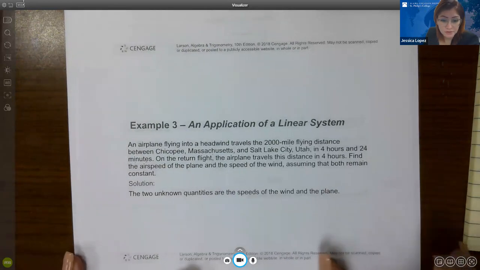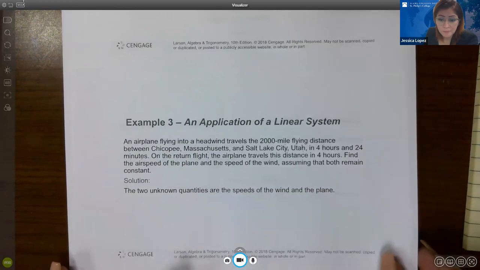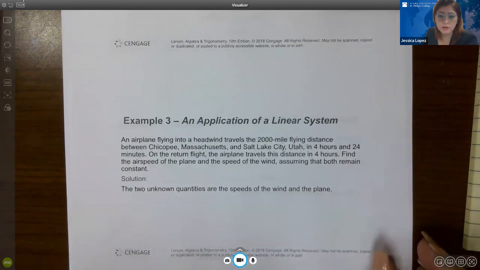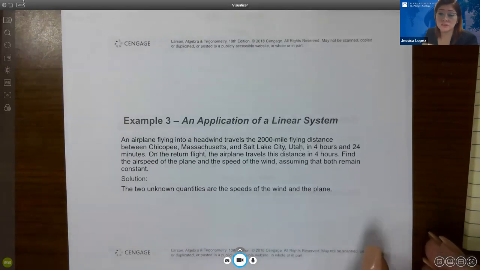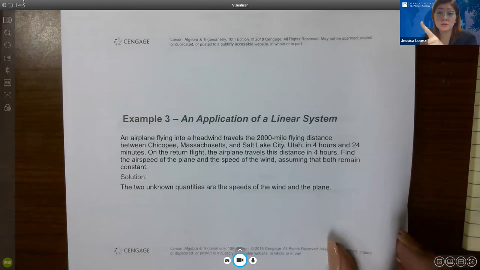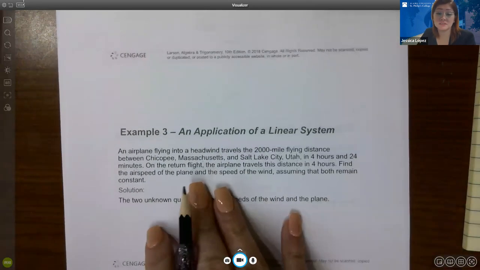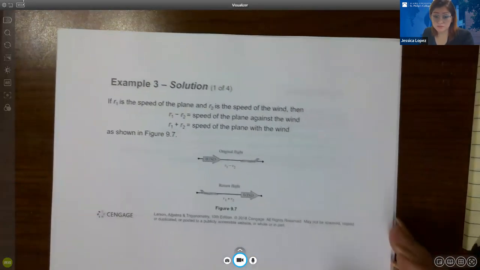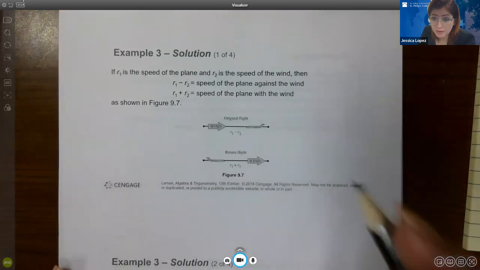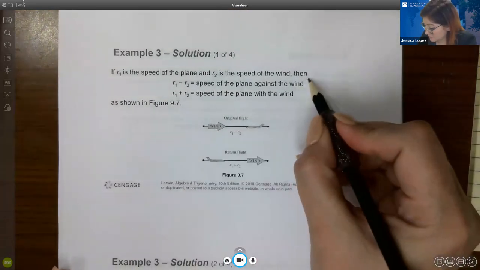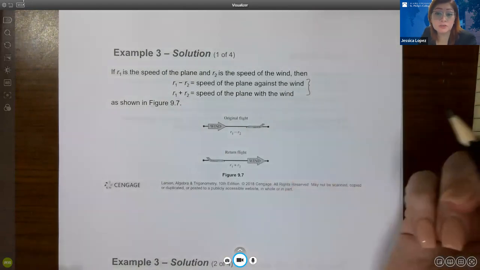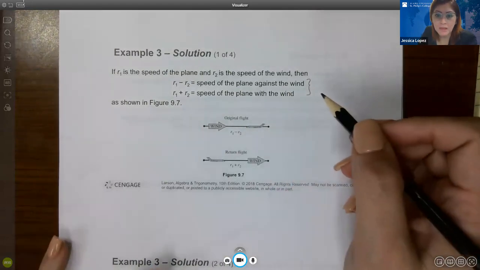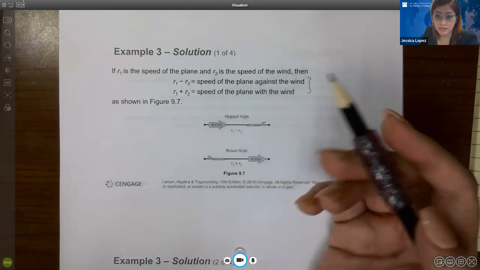Okay, so it says here, we do have two unknowns. They want us to find the airspeed of the plane, and they want us to find the speed of the wind. So that's two unknowns, which means automatically it's going to be a system. Now, how do we do that? We are going to need to use some bits of information, okay? This is common sense, and no one tells you this until you see it in an example, okay? But we definitely need to acknowledge it, okay?